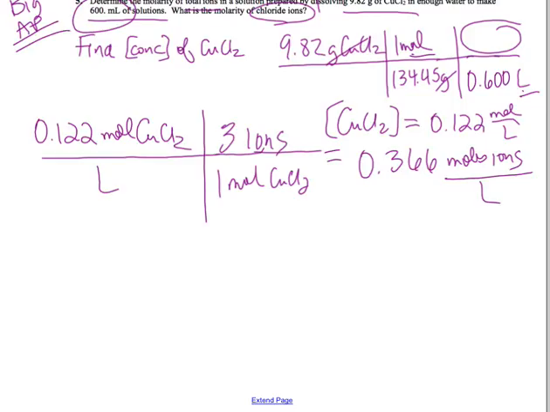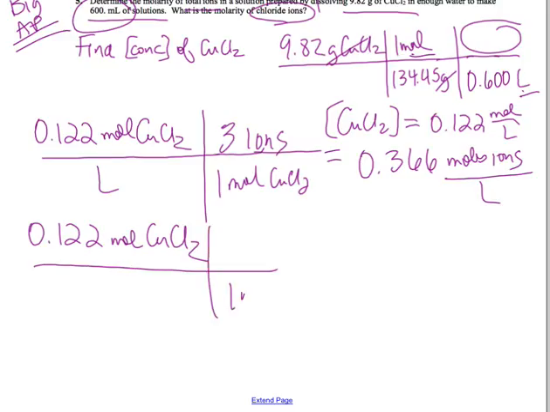What was the next question asking? Molarity of just chloride. How's that going to be different? Exactly. I still have 0.122 moles of the CuCl2. Well, for every 1 mole of that, I only have 2 Cl minus ions. So my number is different, but the process is the same.